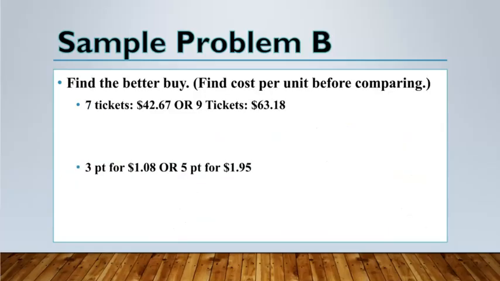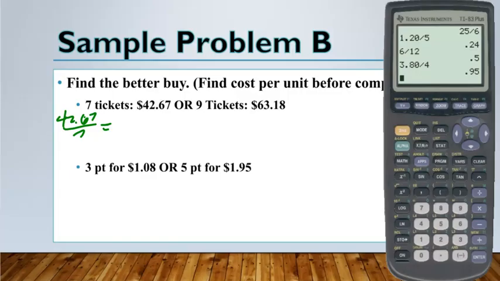Next, we want to find which is the better buy. So we want to find the cost per unit before we do the comparison. So 7 tickets for $42.67. For this one, we are going to take the $42.67 and divide that by 7 tickets to find out how much that would be. That gives us roughly $6.10, so we'll round it to the nearest cent.